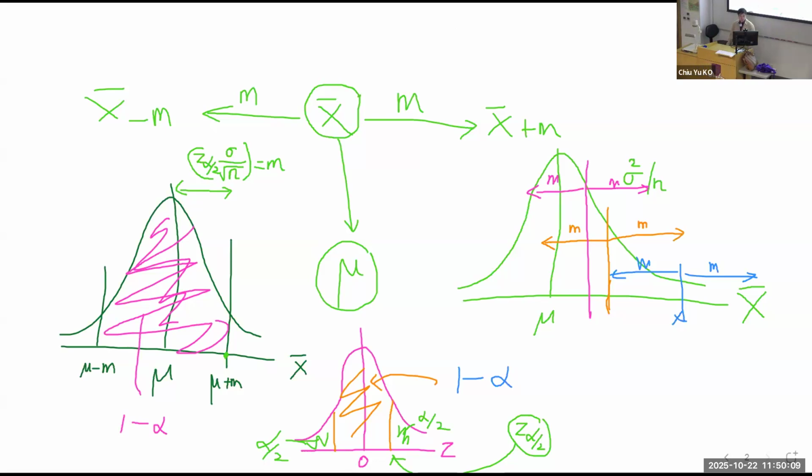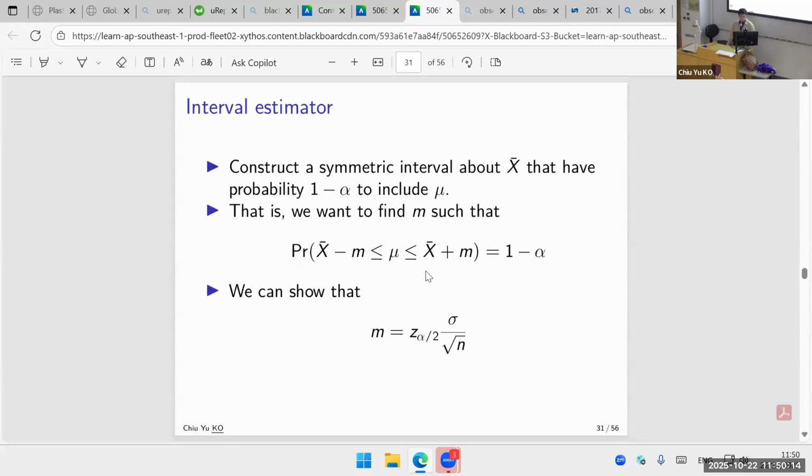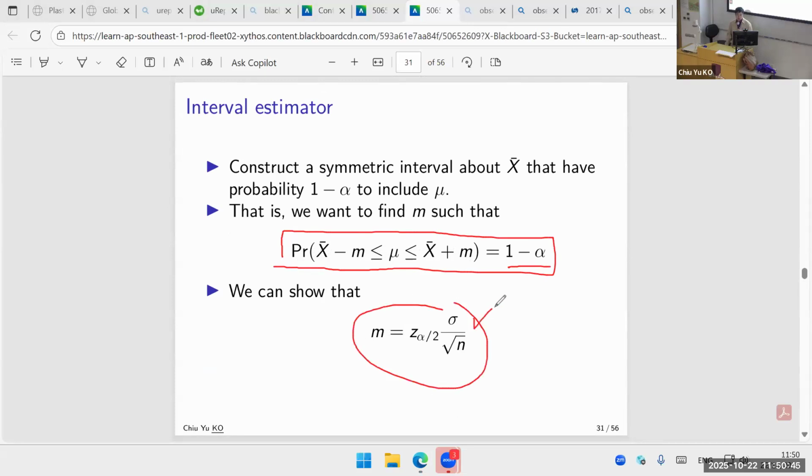Okay. So let's go to a slide, and then go slowly to make sure they understand. So mathematically, what we want is the following. We want this, right? This is the same as saying that X bar plus M and X bar minus M include the mu, right? So that's what I said, it is high probability. And we'll show this is true. That's what I just showed on the whiteboard, right?